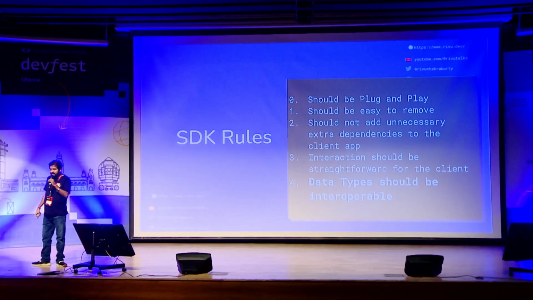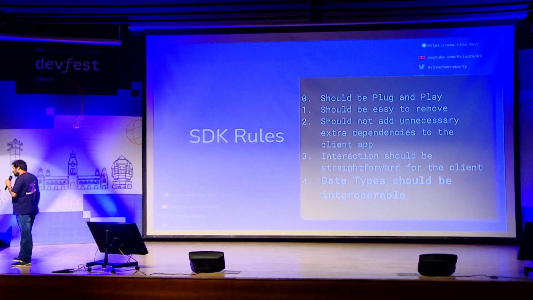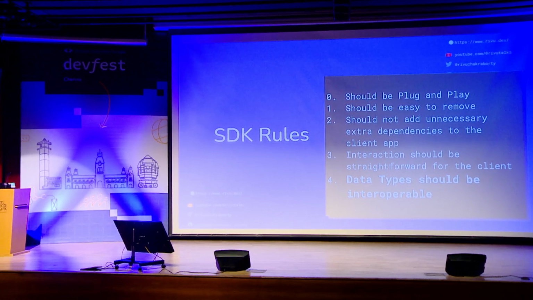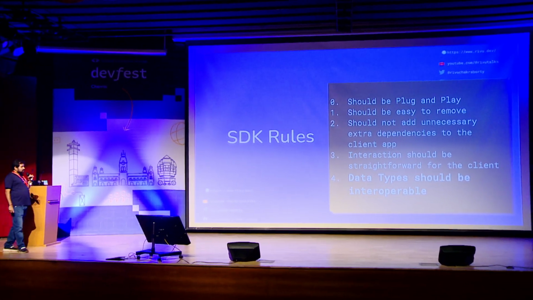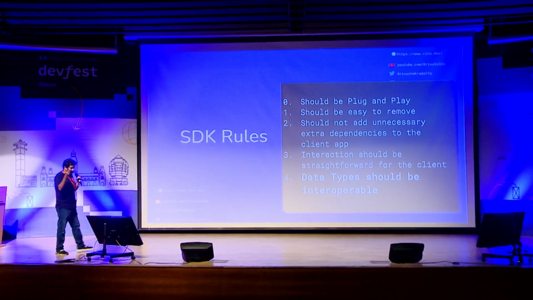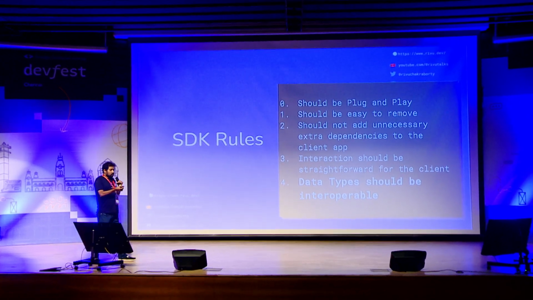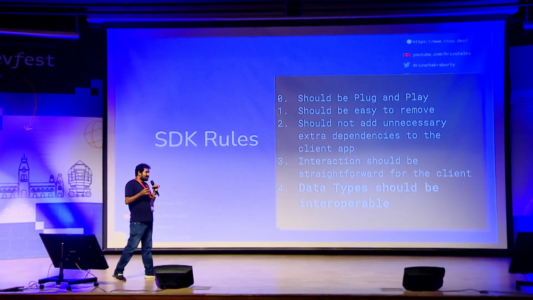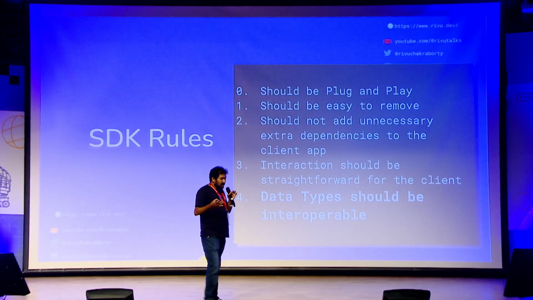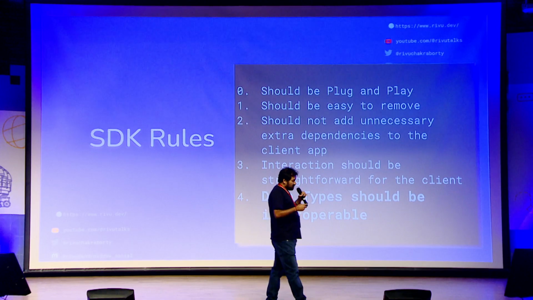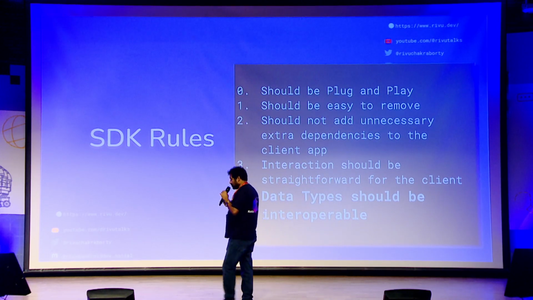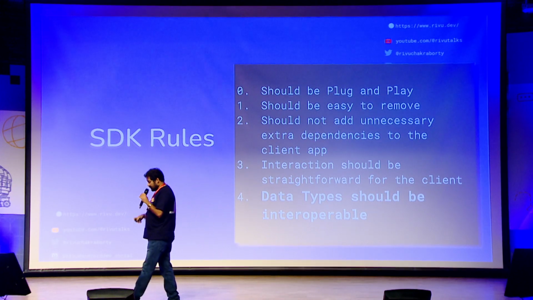Data types should be interoperable. Let's say you are building an SDK using, say, C#, right? And you are creating a data type that is not accessible in your client where you are using, say, JavaScript. Those data types are not interoperable. So your client has to implement some data type, or you have to pass some other implementation of the data type, and then your client uses it. That is not a very good approach to develop an SDK. So yeah, data types should be interoperable.